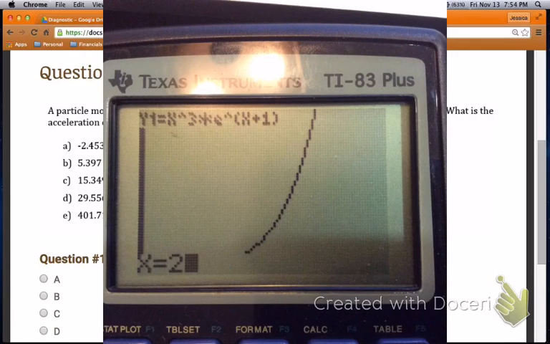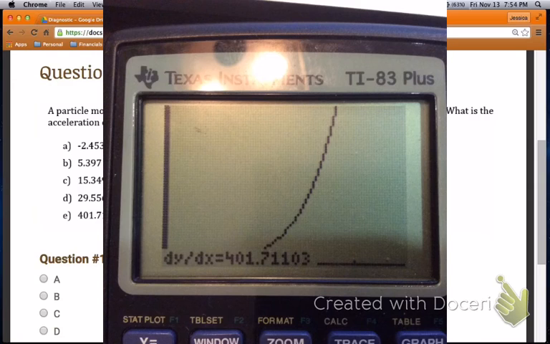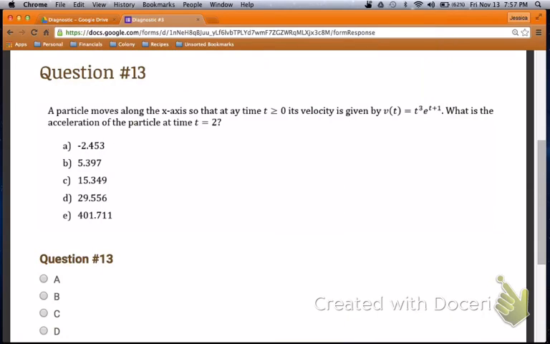If you push enter, it will calculate for you the derivative of the velocity function, because remember this is the velocity function, at 2, and it tells you that dy/dx, the derivative of the velocity function at 2, is 401.711. And again, how easy is that to make your calculator find the answer for you? That is super easy. So literally, this is the answer, 401.711. You don't have to write anything down. All you need to understand is that the acceleration function is the derivative of the velocity function. So to evaluate at 2, I just find the derivative of this function at 2, and your calculator can do that for you super quick.